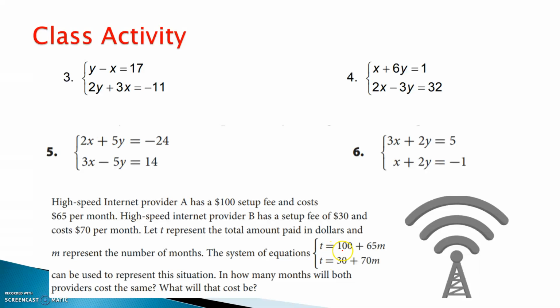Here's a system that you have to solve. Make sure you understand the question. Give me a sentence. In how many months will both providers cost the same? And what will that cost be? Now, again, I wouldn't really want to use elimination or graphing. These are very large numbers here. But I would want to use substitution. If this is t, I know what t is. It's all by itself. T is equal to all of this. Hey, why not take that and plug it in there? Set both of these guys equal to each other.